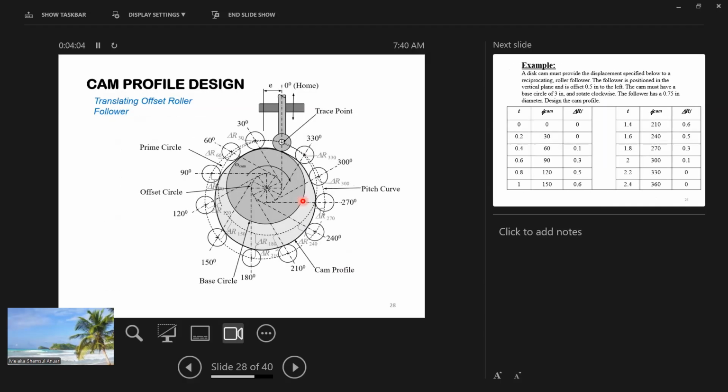Okay, and then we have the offset situation. Offset situation will be like this. So you have to draw some angles, and that angle will be this offset, and that one will be at 0 degrees, and then 30 degrees will be like that. So you can try to follow this method or SOP in order to construct an offset cam.